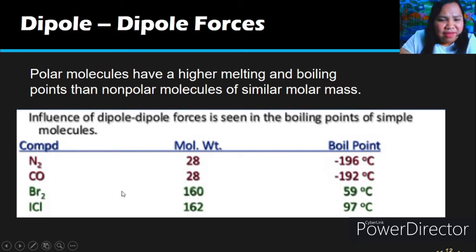Polar molecules have higher melting and boiling points than the non-polar molecules. I have here a table to show you that. I have here non-polar compounds with the following boiling point.